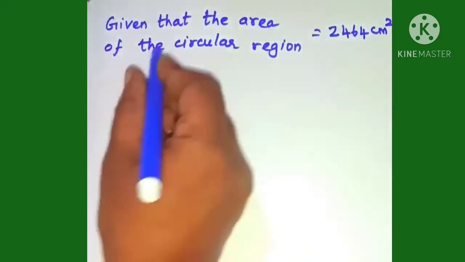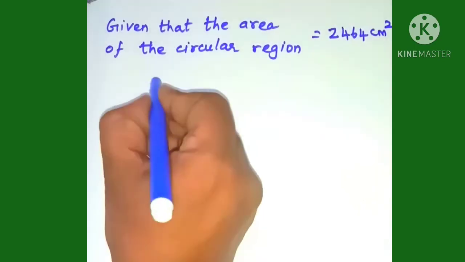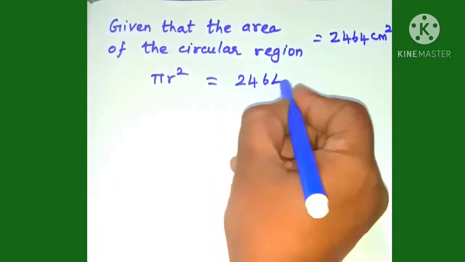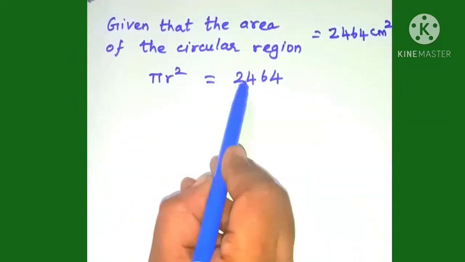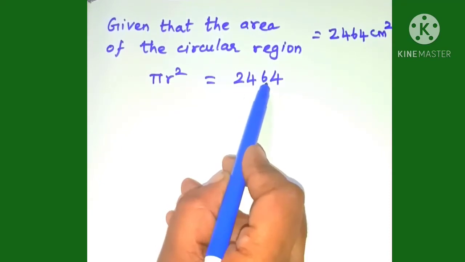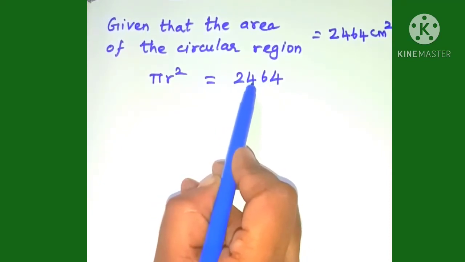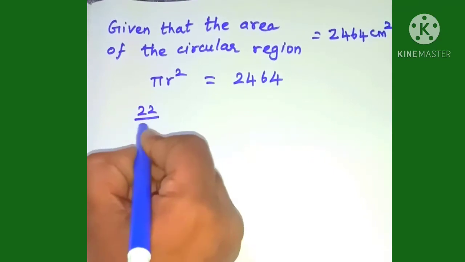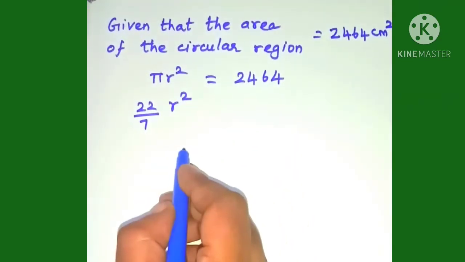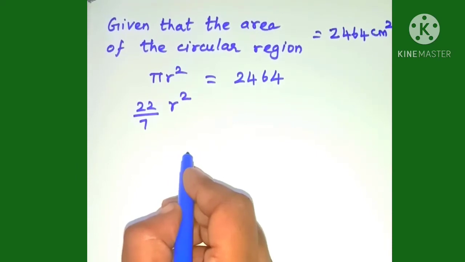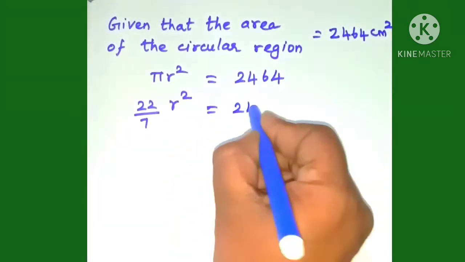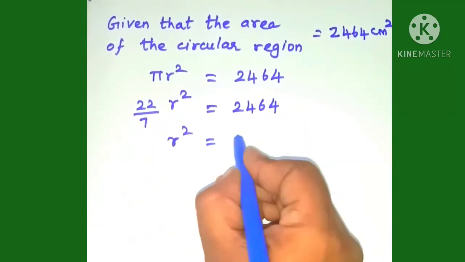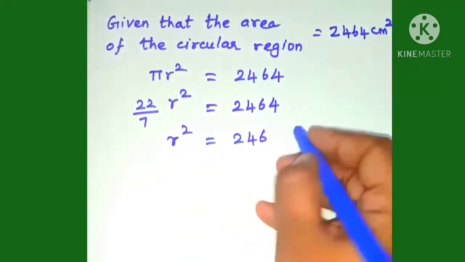So by using this, we are going to find the radius and the diameter of the circular region. So now we know that the area of the circle is pi r square. Which is given that 2464, isn't it? So 2464 is the area of the circular region. So now students, what is the value of pi? 22 by 7. And r square, which is unknown value, we have to find the r's value. So now 2464. Now keep r square in the left hand side itself and bring 22 by 7 to the other side.